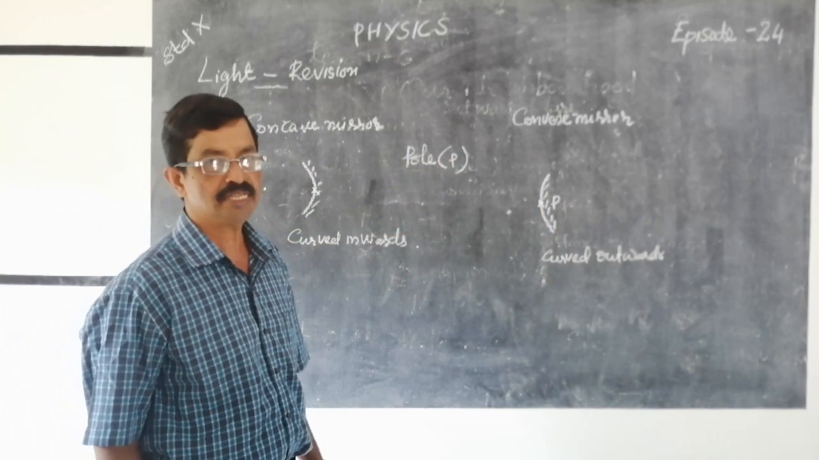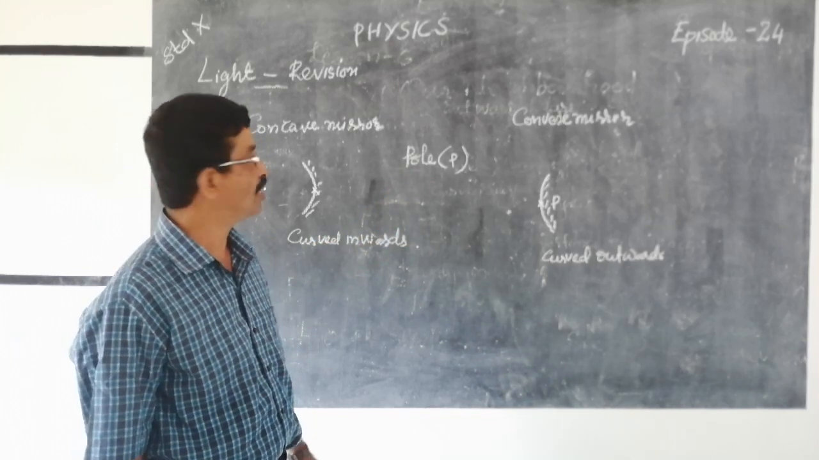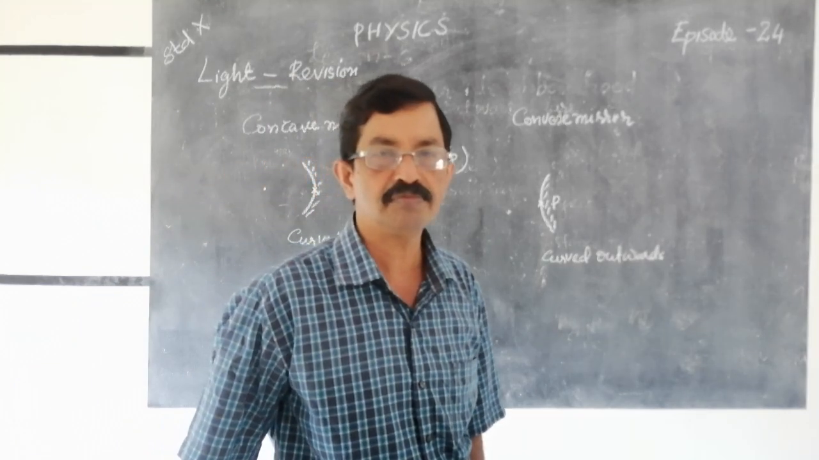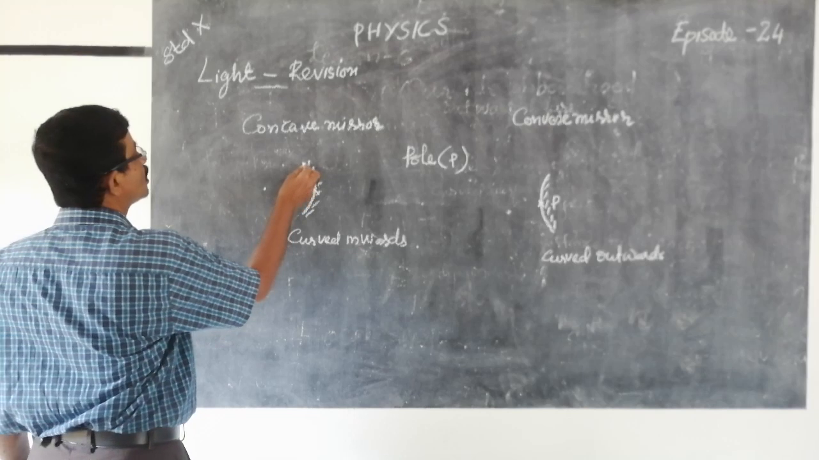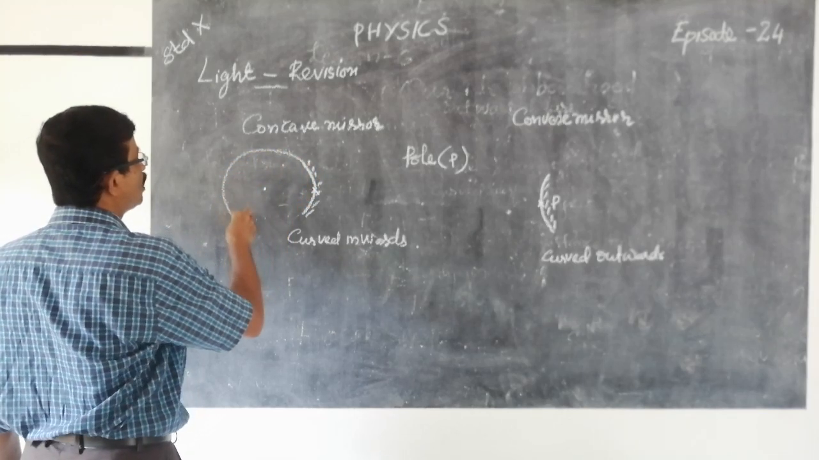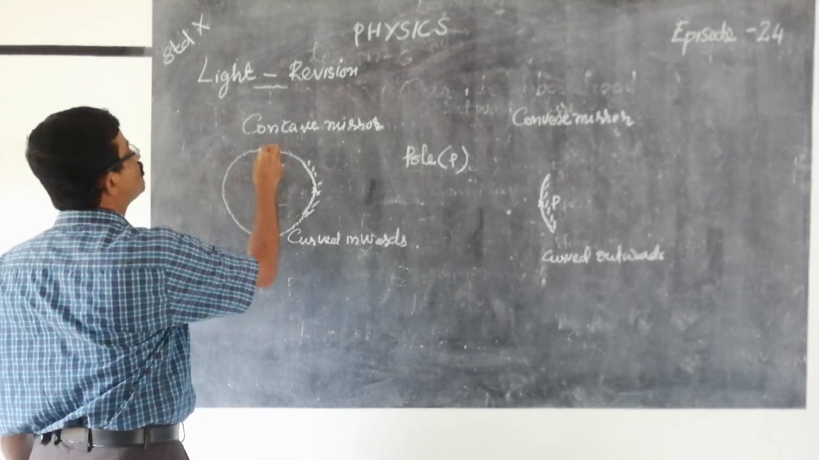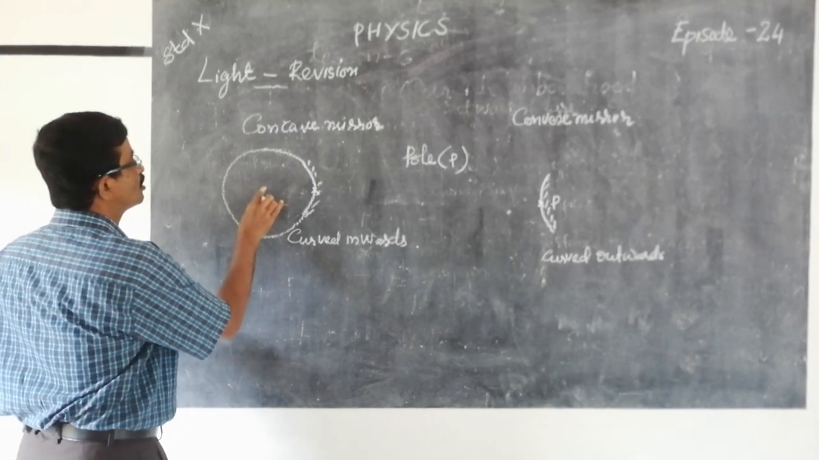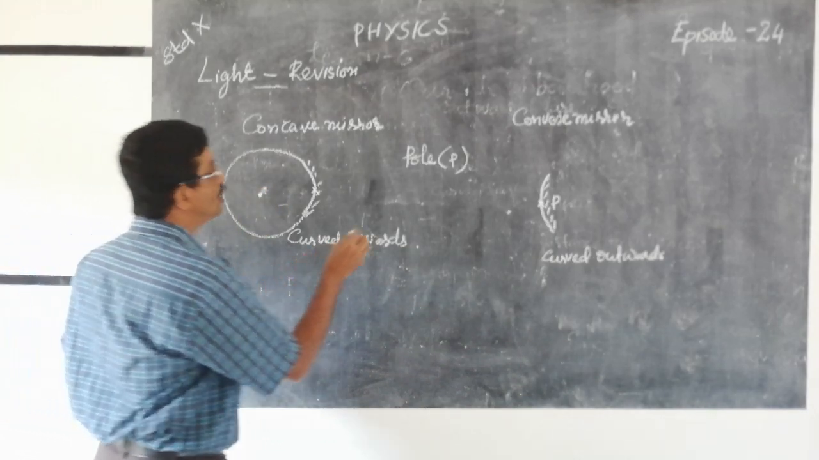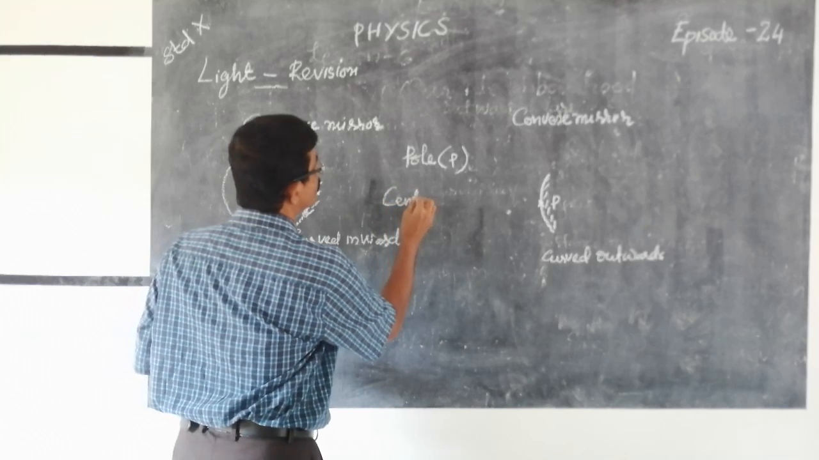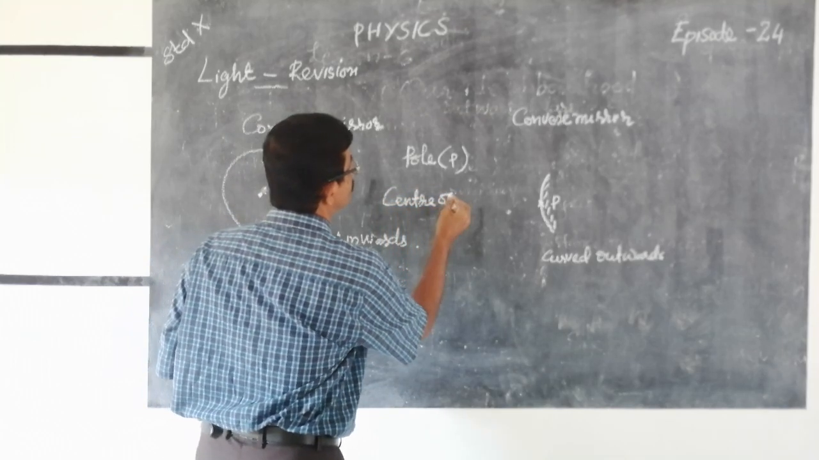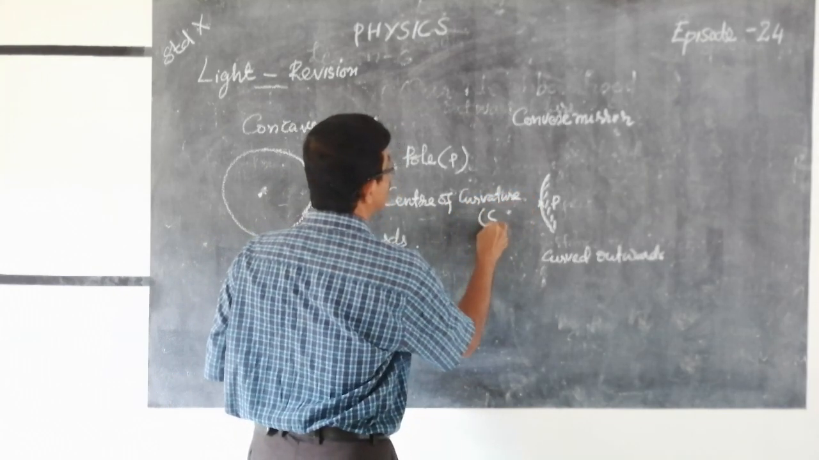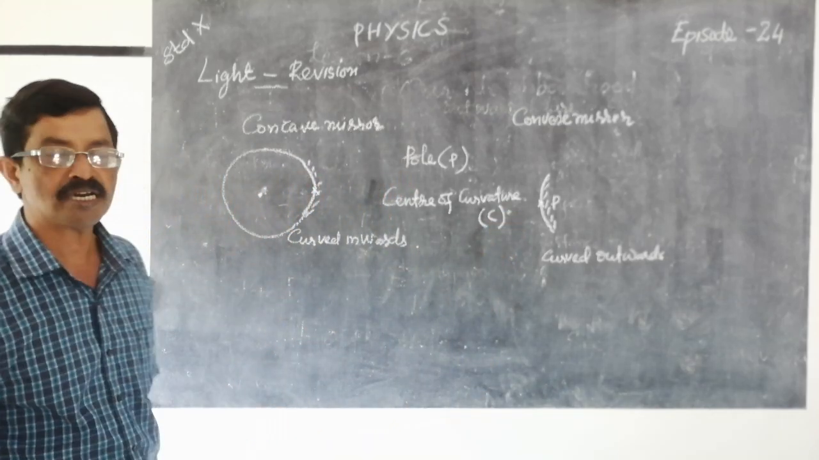Now, on term this pole of the mirror. Now, another term. That means this mirror actually is a part of a sphere. See, now this becomes a sphere. So, it has got a center. Here, it's a center. And second term is the center of curvature, used to represent with the letter C. Center of curvature.